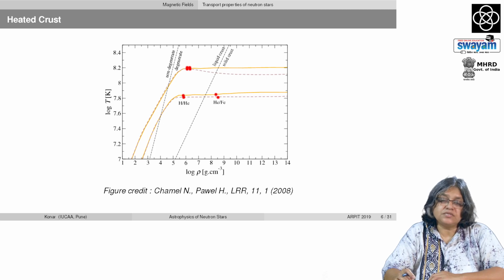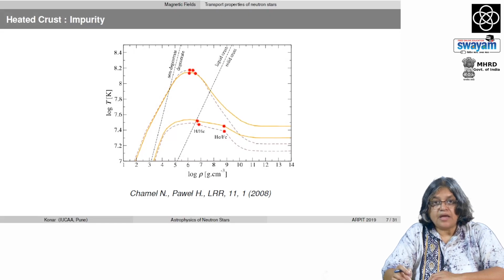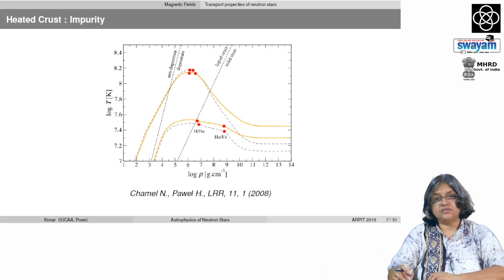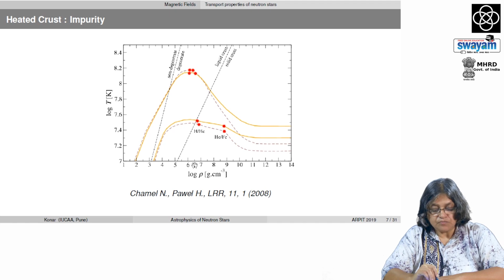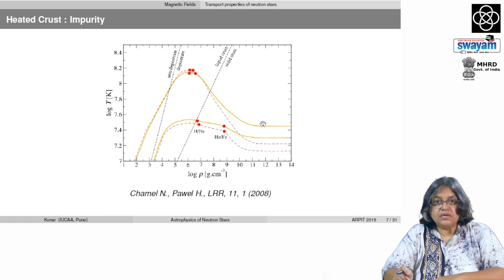As we have discussed, there will be a large amount of impurities present in an accreting crust, and if that is taken into account, then we have a temperature inversion. In this case, temperature inversion means that the crustal region has higher temperature compared to the core region here. So, the temperature undergoes a maximum in the outer region at densities of 10 to the power 6, 7 grams per cc, and then drops again towards the interior.